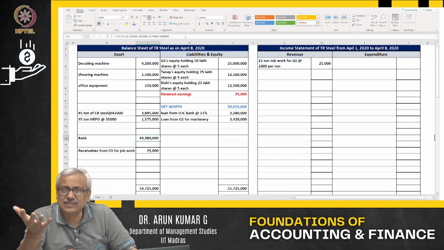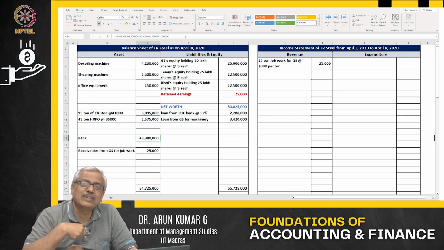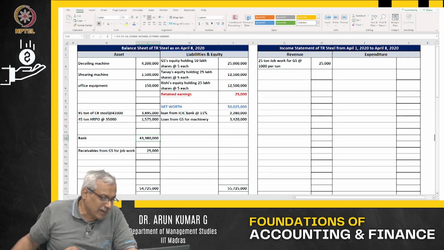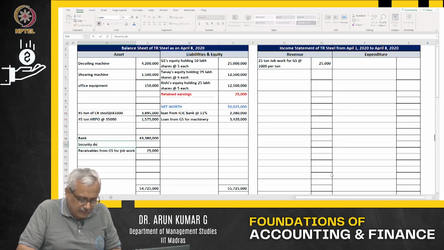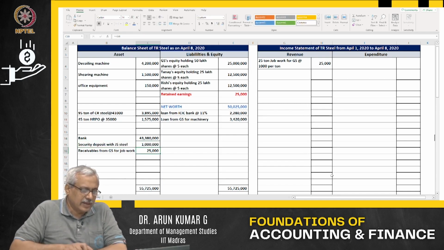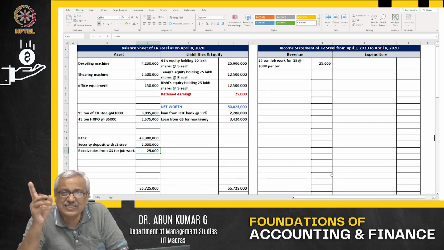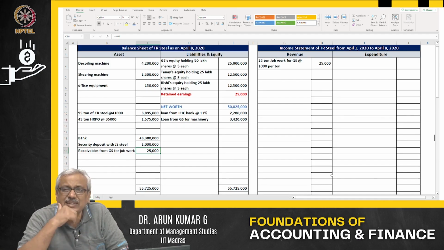If you don't participate in the e-auction, that money will come back to you. If you don't win an e-auction, that money can come back to you. It is only a security deposit. So it is your money. When it is your money, what is it? It is an asset for you, a security deposit with JS Steel. So what is the value? 10 lakhs. So what is happening? An asset is getting impacted twice. One, the bank account, the balance is going down. Another, your money is with somebody else. Asset is getting impacted twice. And as of April 8, this is how the balance sheet will look, and this is how the income statement will look.